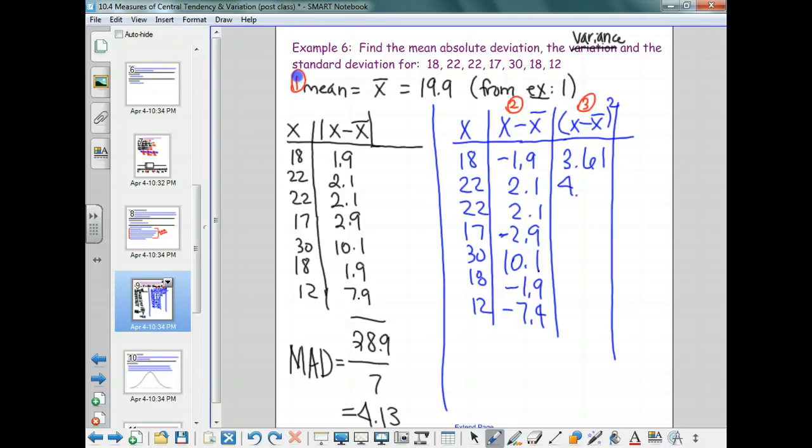4 point what? 4.1? And I got a couple of those in a row here. How about 2.9 squared? 10.1 squared. Good. I already did the 1.9, so that's another 3.61. And then how about 7.9 squared? 62.42. I think it's 4.1. I think you're going to get a 1 at the end, yeah. All right. What's step 4?